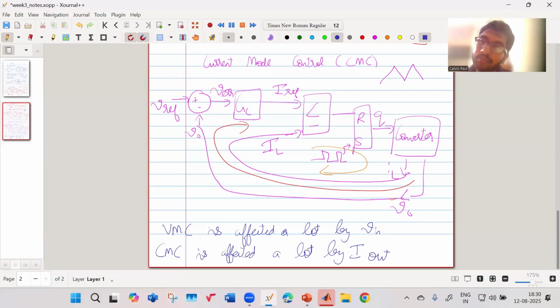So to overcome these challenges for voltage mode control, what is done in some cases is you use V in feed forward, that is, input voltage feed forward. Your input voltage has some disturbances; you use that information, you pass it to the controller, and that helps it to reject those disturbances. Similarly, if you can sense or estimate your load current, you can use that in your current mode control, and you can use output current feed forward. Okay, that is also possible.